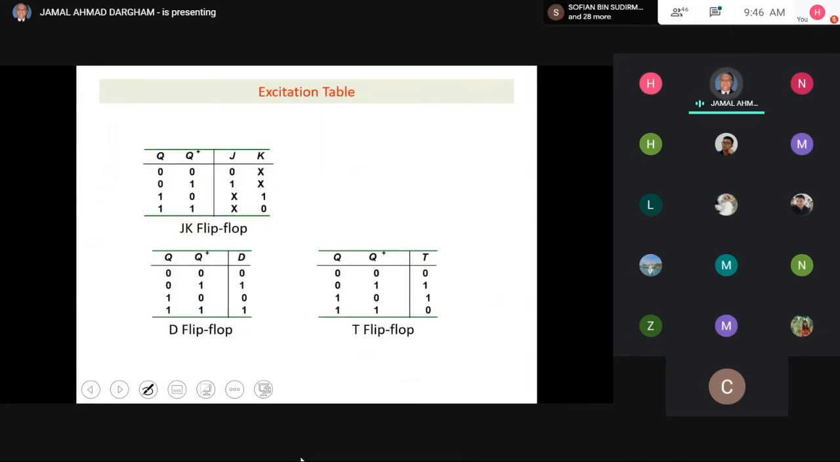And this is the excitation table. I have given you the one for the RS. This is for D, which is very simple. Okay. You can see here, if 0 and remain 0, D is 0, if 0, change to 1, D is 1, 1, 0. So basically, these two are the same.